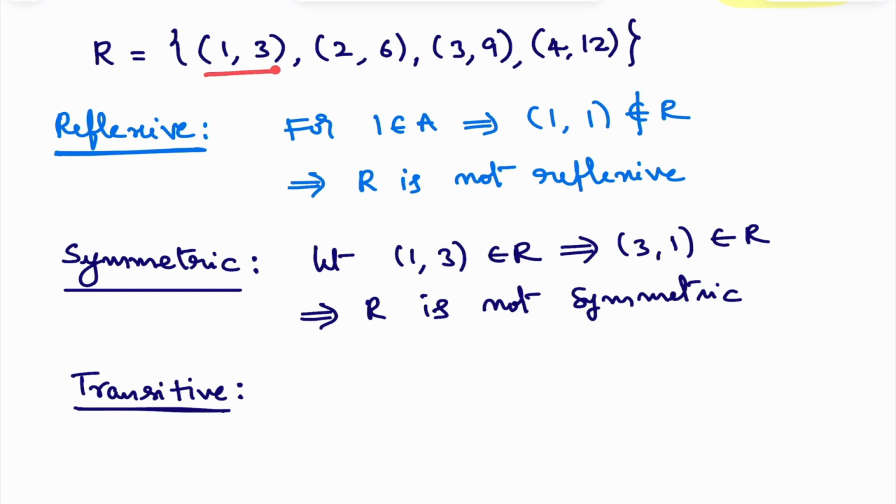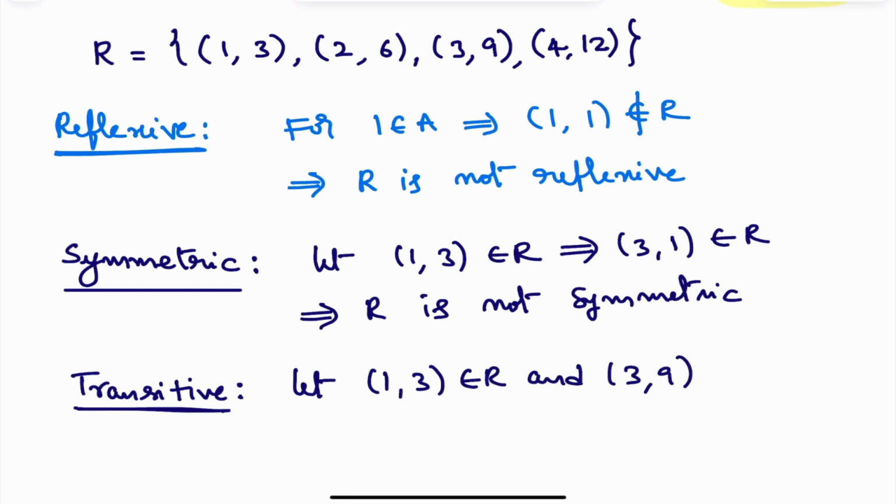Now, what I'll do here, I'll come with this first ordered pair. You observe this ends with 3. Now, you look at any other ordered pair in this relation which starts with 3. Yes, here it is. This starts with 3, this ends with 3. That means we are able to find (x, y), (y, z). So what I'll write here, let (1, 3) be in this relation and we are able to find (3, 9) also.